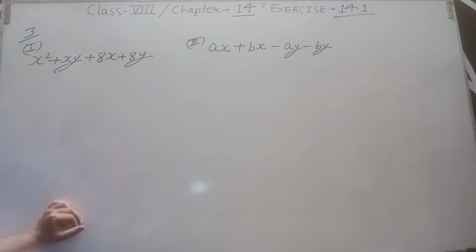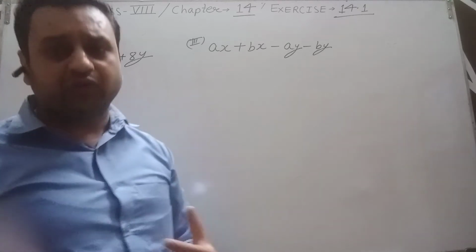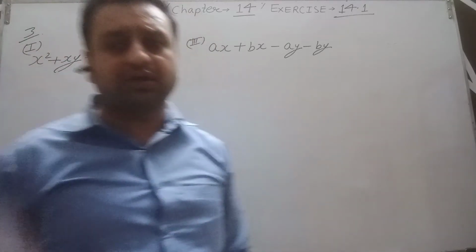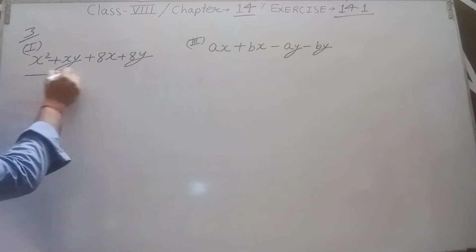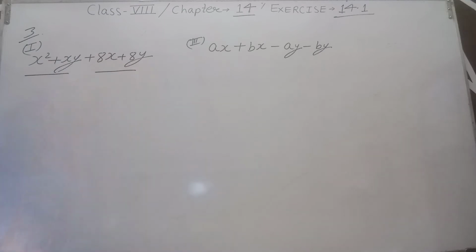So how can we factorize it? If any algebraic expression contains 4 terms, we use a simple trick. We divide the expression into 2 binomials. This is the first binomial, and this is the second binomial.